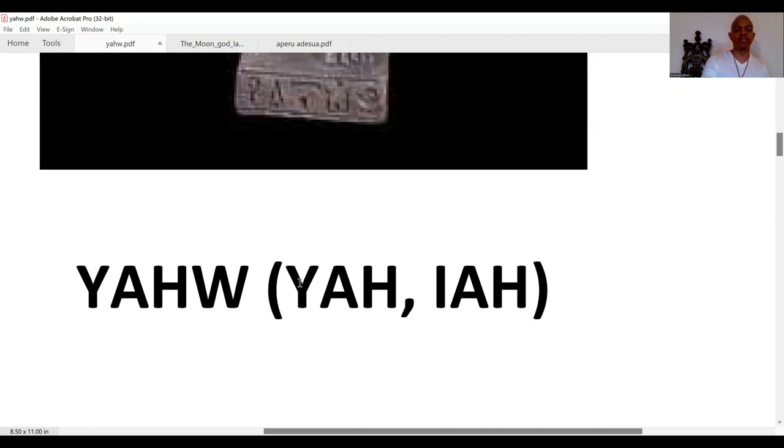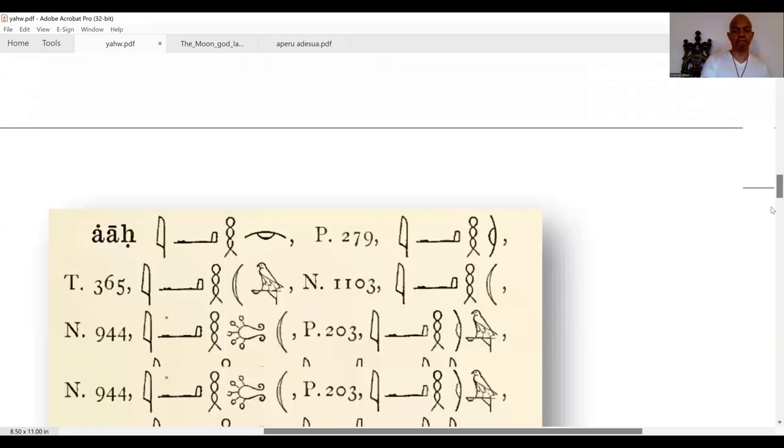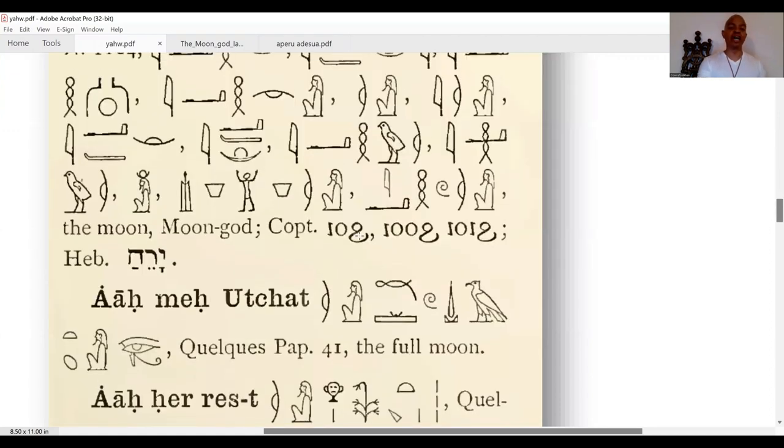You have the I, A, H, Yah, but you have the I, A, H, N, W, or U, Yahw, and you have that. In the Coptic dialect, the late period dialect of the Kemeti language that came into use about 2000 years ago at the end of the dynastic period, you see the way they spelled it.